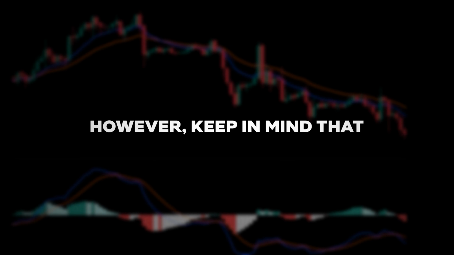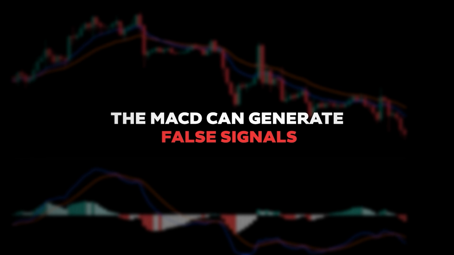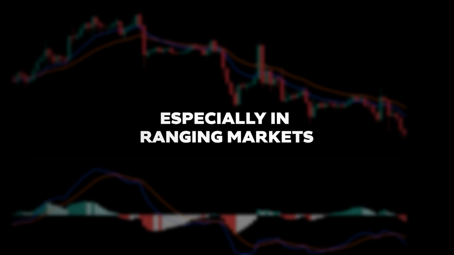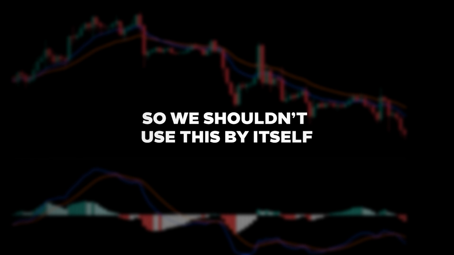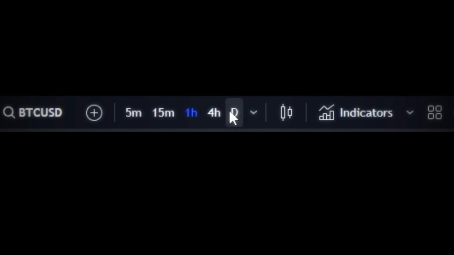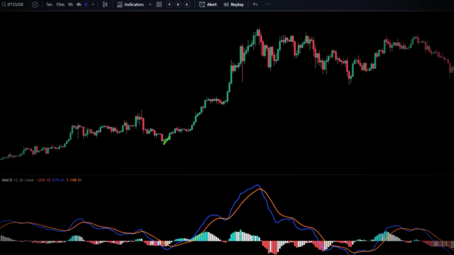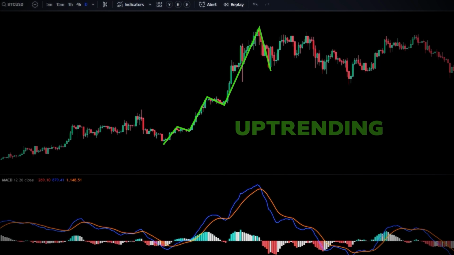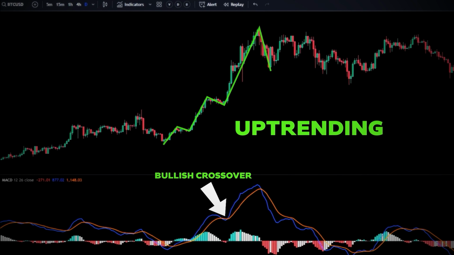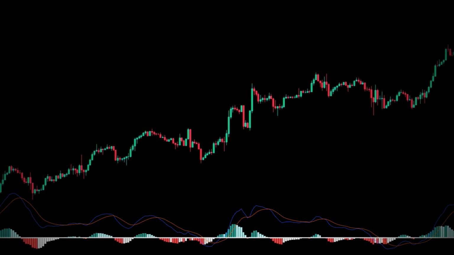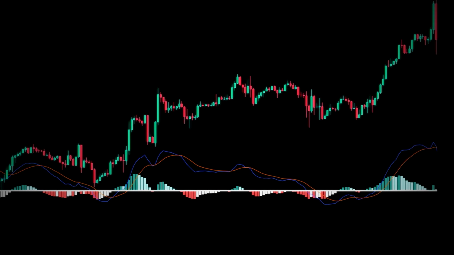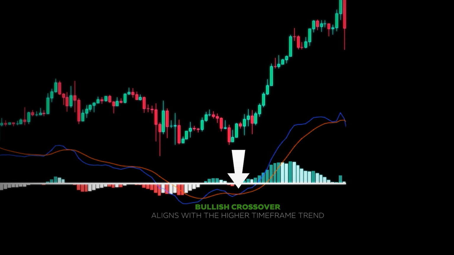However, keep in mind that the MACD can generate false signals, especially in ranging markets. So we should not use this by itself in trading. The first thing I do is zoom out to a higher time frame and look at the current market structure. Then I only take signals from the MACD that match with a higher time frame trend. This helps me avoid those false signals. If the market structure is trending up, then we should be looking for long opportunities when the MACD signal crosses upwards.